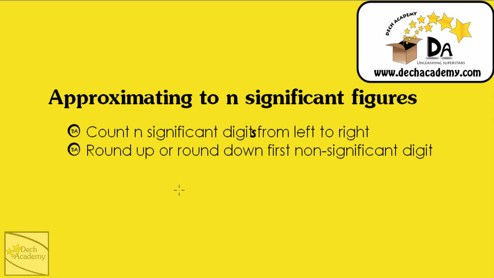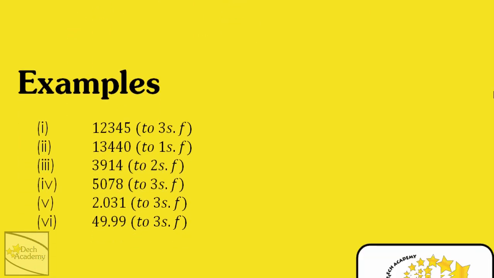Once you've counted n significant digits, the next digit to the right is the first non-significant digit. And you either round up or round down that digit. You round it up if it's greater than or equal to 5, and you round it down if it's less than 5. So let's move on to examples.